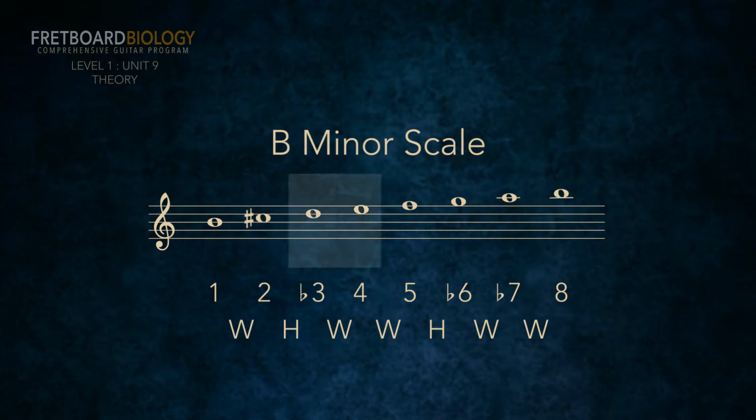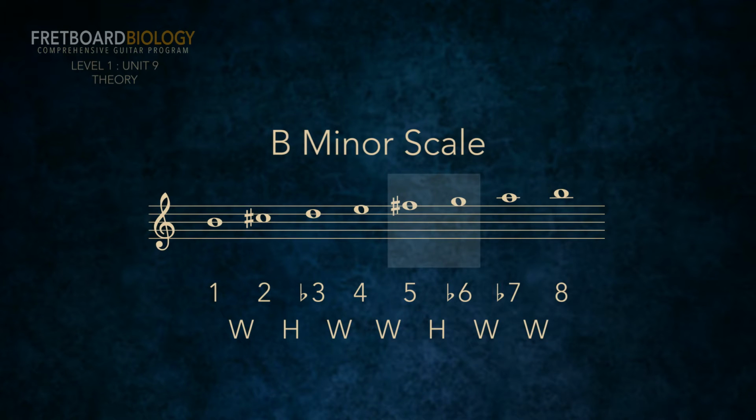From flat 3 to 4, we need a whole step. And what do you have from D to E? A whole step. From 4 to 5, we need a whole step. And what do we have from E to F? Well, that's a naturally occurring half step, so we need to increase the distance. We do that by applying a sharp to the F. Now, E to F sharp is a whole step. From 5 to flat 6, we need a half step.